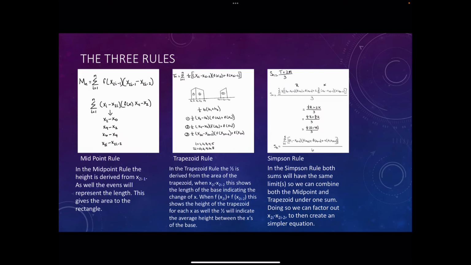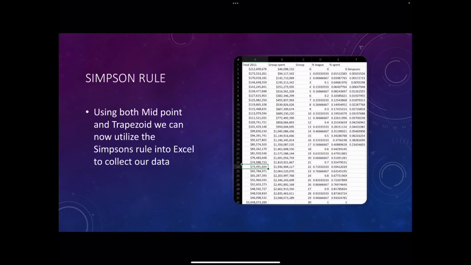Now the Simpson's rule. We all got to wrap it up somewhere. In this rule, we have both the sums of the midpoint rule and trapezoid having the same limits. So we can combine it under one sum. We do this by factoring out x of 2i minus x of 2i minus 2. Then we create a simpler equation. With this simpler equation, we were able to put it into our Excel to collect our data, shown here in this example.